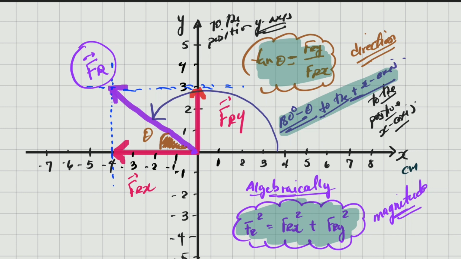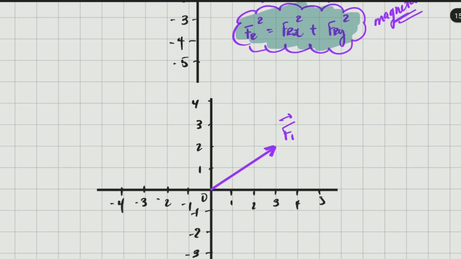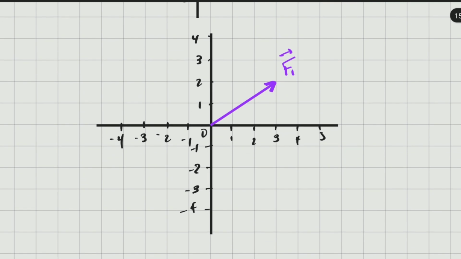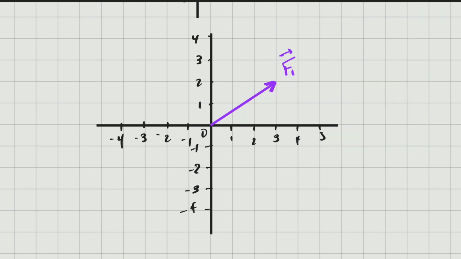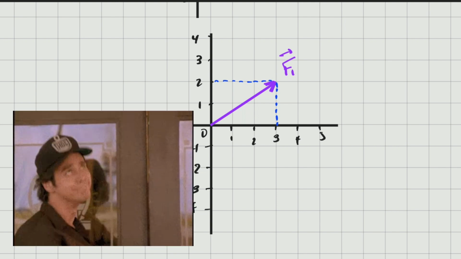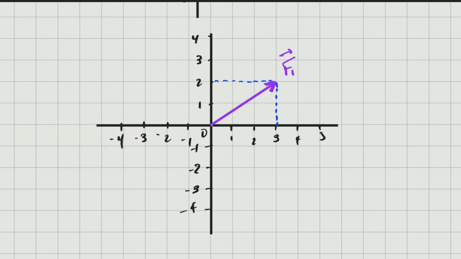We can use it also algebraically, but sometimes we start with vectors like this case here that is on none of the axes. Now, when that happens, we have to determine the components of the vector. And how do we do that? We have to project the vector perpendicular to the x-axis, and we have to project that vector perpendicular to the y-axis. And then we're going to have two new vectors.